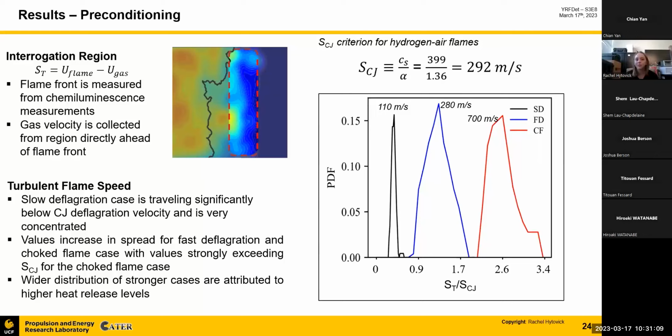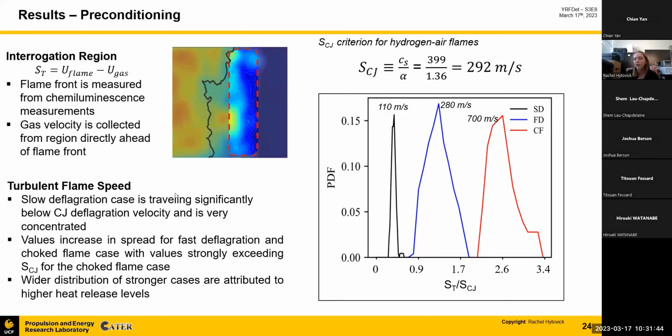And then for our choked flame, when we're really close to our S_CJ, or really close to our runaway mechanism, we're at 700 meters per second for turbulent flame speed. So we know there that we are getting a lot closer to actually transitioning to a detonation. And with that, if we notice the distribution, they spread out with each increasing regime, and that's just attributed to higher heat release levels. We'll do more study on that later, but for now, that's what we've deduced as far as the distribution in the higher S_CJs.